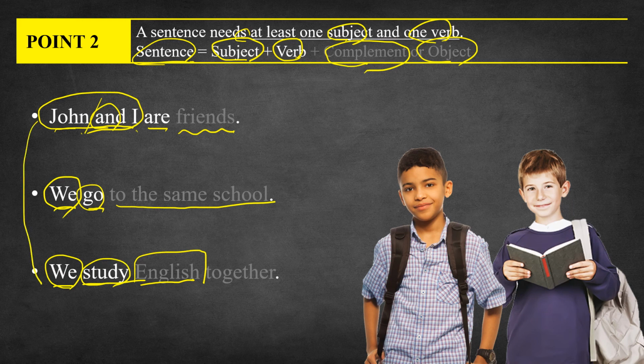Whatever the sentence is, you need at least one subject and one verb. Without one subject and verb, it cannot be a sentence. Just remember, a sentence starts with a capital letter, has to end with a period, question mark, or exclamation mark. And a sentence needs a subject and a verb. Sometimes a complement, sometimes an object.